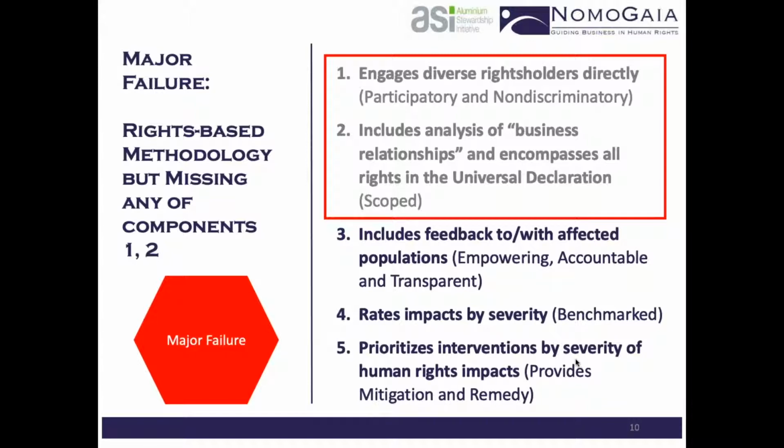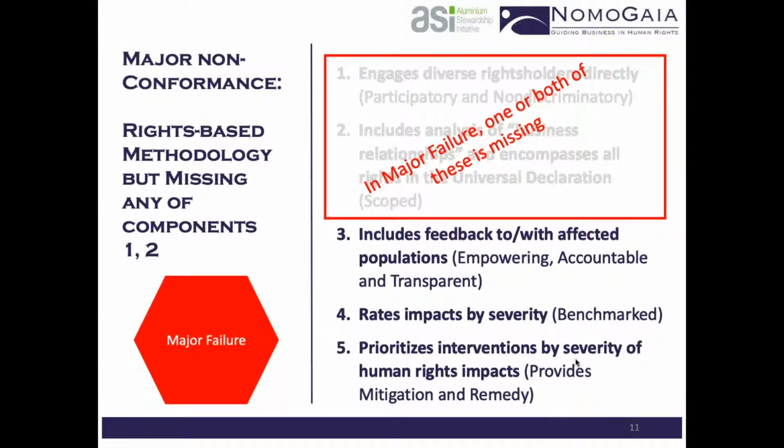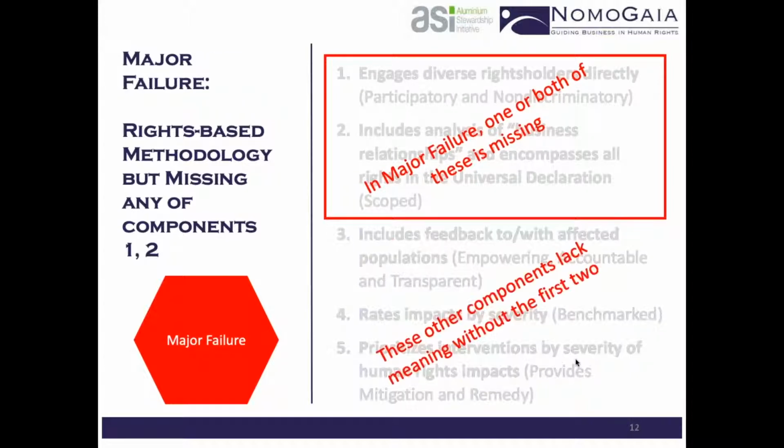These first 2 criteria are critical, and if an HRIA is missing those 2, it is a failed HRIA, as the next slide emphasizes. And the corollary reality to this in the next slide is that it isn't really possible to have the last 3 criteria if you don't have the first 2. It's not possible to have feedback with rights holders if you didn't interview them to begin with, and it doesn't really matter how you rate your human rights impacts if the company didn't consider the full suite of rights to begin with.